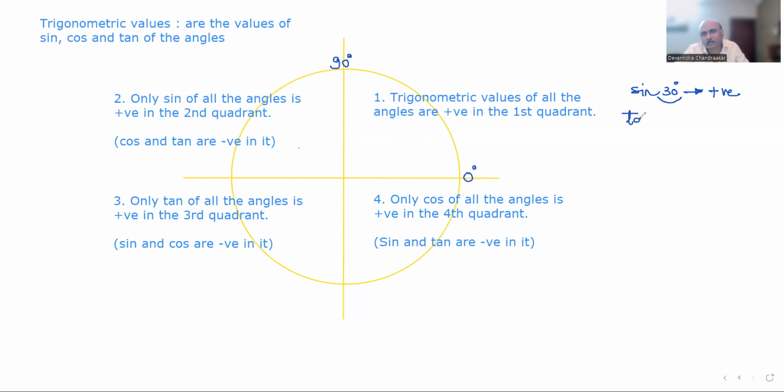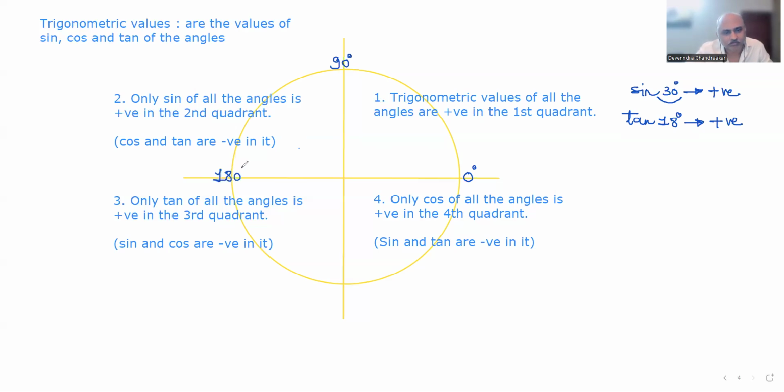What about tan of 18 degrees? Positive or negative? Positive, because 18 degrees lies in the first quadrant. Tan is positive in the first quadrant, right?